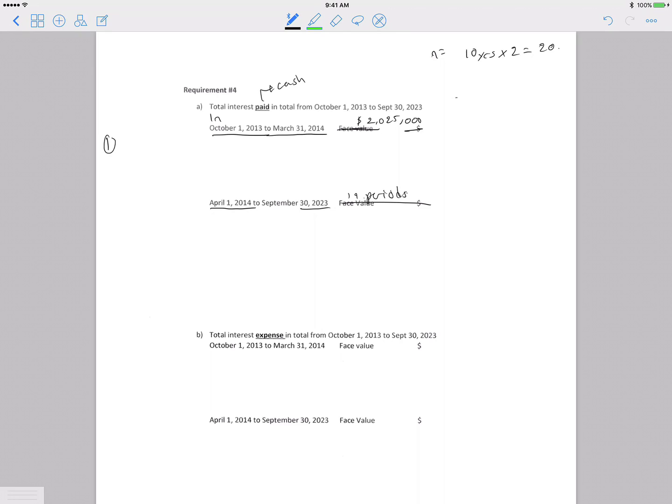So first, I'm going to calculate the new face value of the bond after the redemption. The first face value was 81 million. But as they said, they redeemed 70% of the bonds. When they say redeemed 70% of the bonds, it means 70% of the debt is gone. So we have only 30% left. So 1 minus 0.7 equals 24,300,000. So this is our new face value.